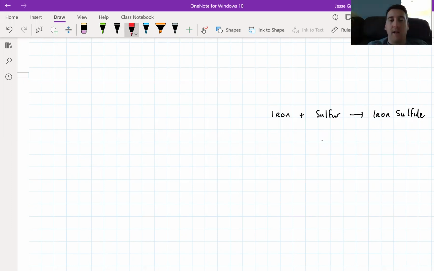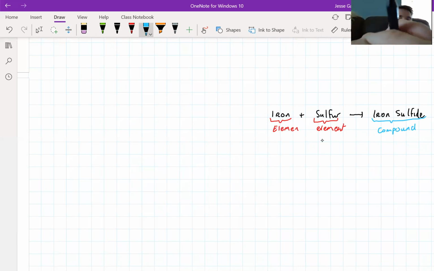So quick reminder then that these two things here, these are pure elements, so only made of one type of atom. So this is an element. This here is also an element. This here, the product in this case, is not an element anymore. It's a combination of elements. And we call combinations of elements compounds. So iron sulfide is a compound.